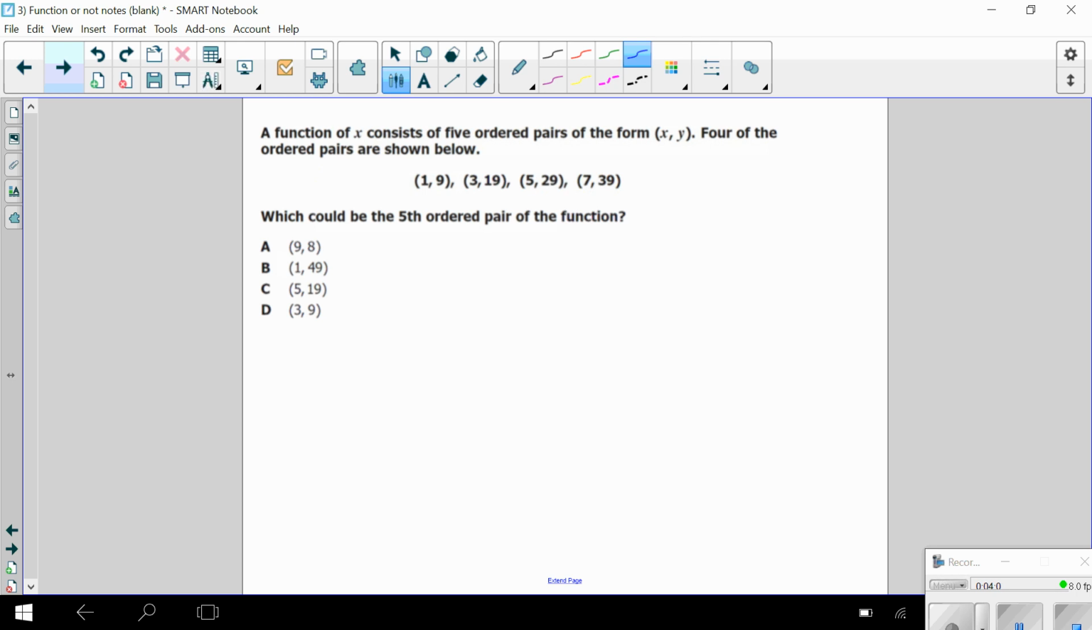This next one says, what could be the fifth ordered pair in this function? So what could I put up here that would make it a function? That means it cannot have a 1 in the x. It cannot have a 3 in the x. It cannot have a 5 in the x. It cannot have a 7. So we could put 9, 8 up here, and it would be a function.